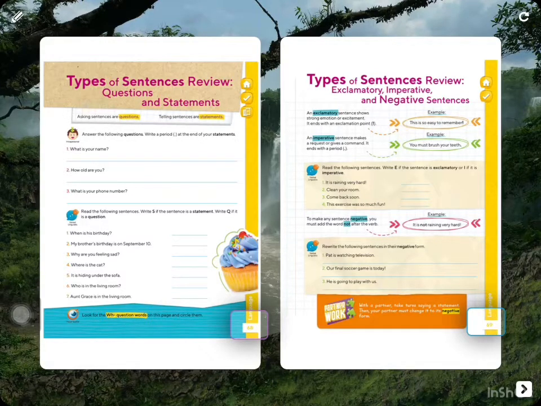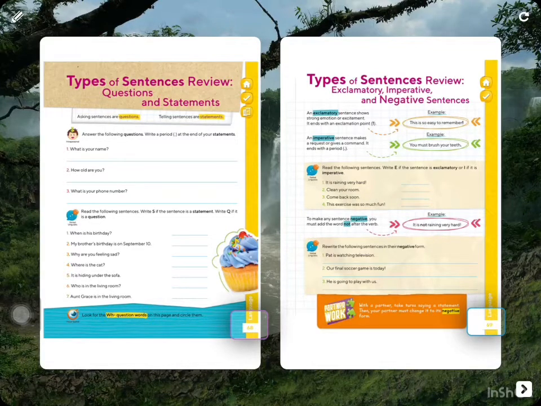The first set of instructions says that you have to answer the following questions. Write a period at the end of your statements. The second part says, read the following sentences. Write S if the sentence is a statement. Write Q if it is a question. And at the bottom of the page, it says, look for the WH question words on this page and circle them.